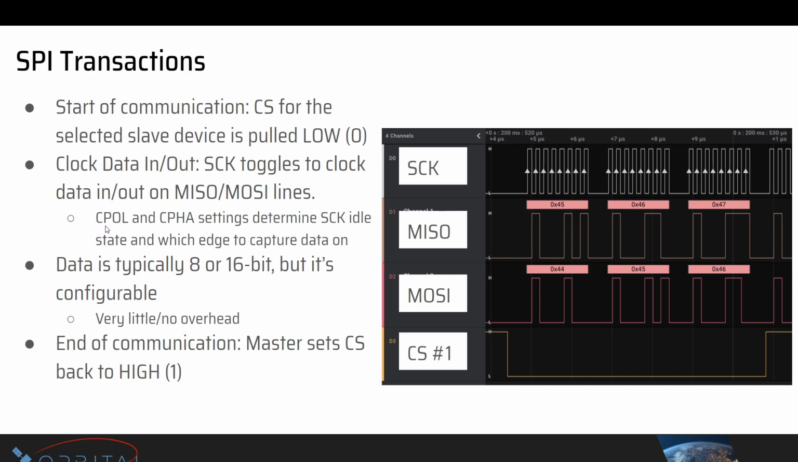And then you have CPOL, which is clock polarity, and CPHA, which is clock phase, settings to determine the serial clock idle state and which edge to capture data on. You can look into that. In this example, the clock is idling low. If you had the CPOL setting the other way, it would be idling high instead. That just depends on what your device requires. So if you're writing a driver for some kind of SPI device, you would have to read its data sheet and see.